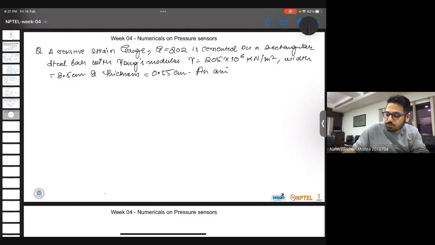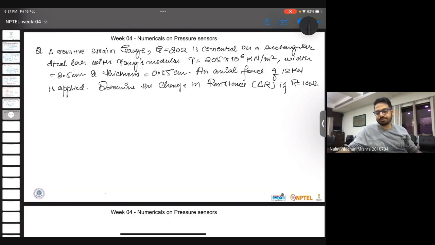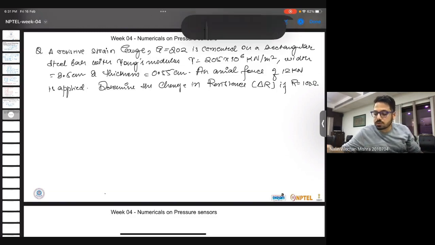An axial force of 12 kilonewton is applied. So you need to determine the change in resistance, which is basically change delta R, if the value of R is given as 100 ohms. So please try to do it.